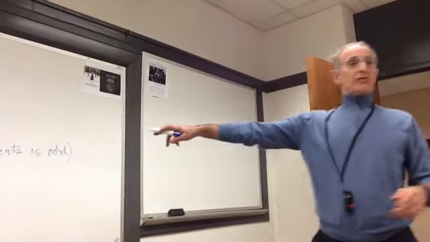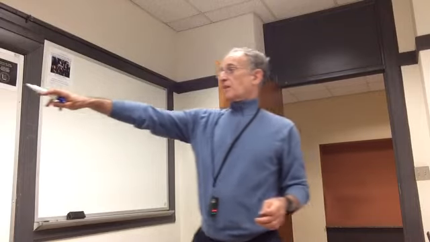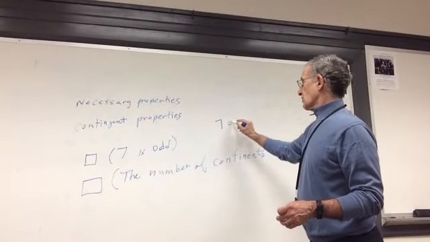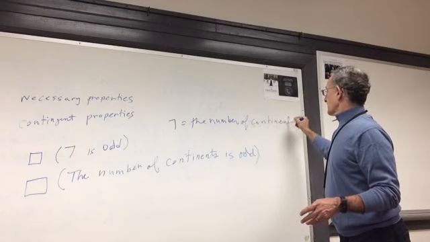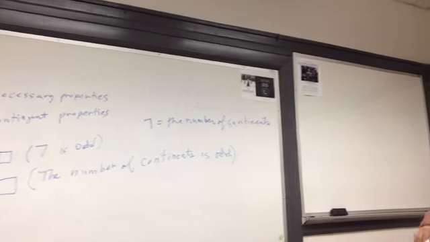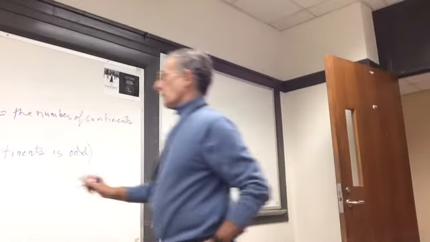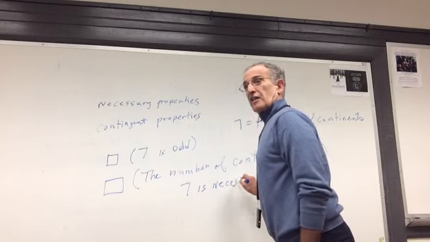So it doesn't seem like we can say that that's true, necessarily true. It's not. Okay. But this one is, despite the fact that 7 is identical with the number of continents. And that's all fine. 7 is identical with the number of continents, but it's not necessarily true that the number of continents is odd. It is necessarily true that 7 is odd. Okay. What if we say 7 is necessarily odd?